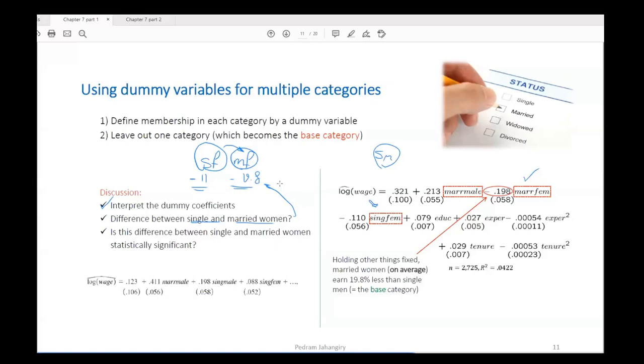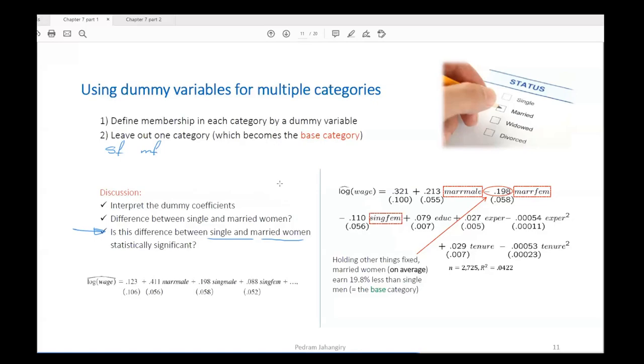Now let's answer another question. We're asking a significance question. Is the difference between single female and married female statistically significant? Okay, so this is a very, very tricky question. I want you to pay 100% attention, focus here on what's going on. I am asking if the difference between single female and married female is significant or not.